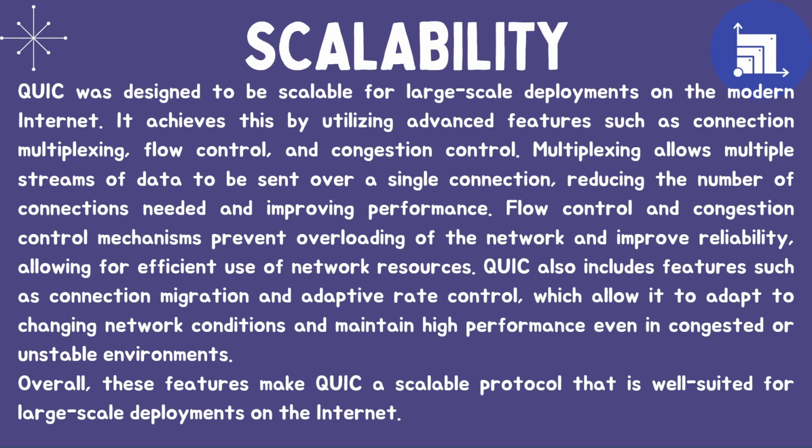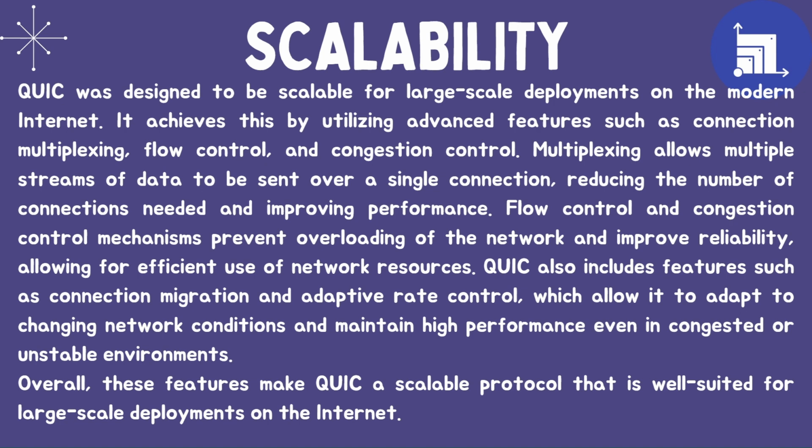QUIC was designed to be scalable for large-scale deployments on the modern internet. It achieves this by utilizing advanced features such as connection multiplexing, flow control, and congestion control. Multiplexing allows multiple streams of data to be sent over a single connection. These details we have discussed already, but the congestion control mechanism and flow control prevent overloading of the network and improve reliability.